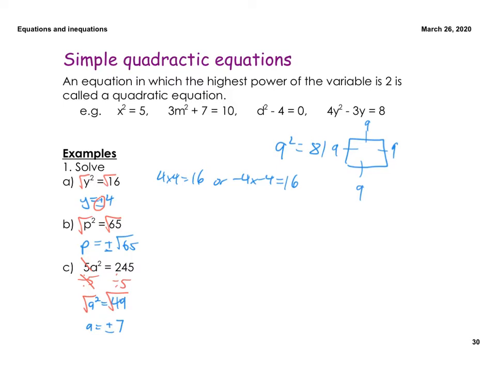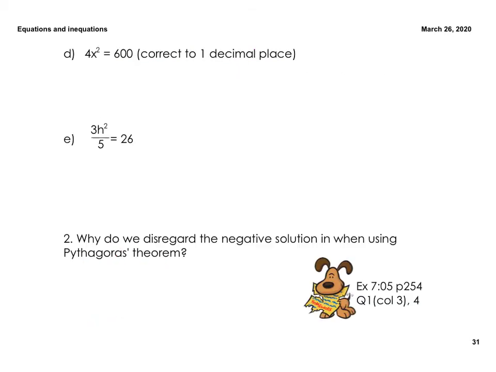If you don't write plus minus, you actually can lose a whole mark because you're missing an entire solution. So it's not just 7, it's also negative 7. And again, the reason why, 7 times 7 is 49, but also negative 7 times negative 7 is also 49.